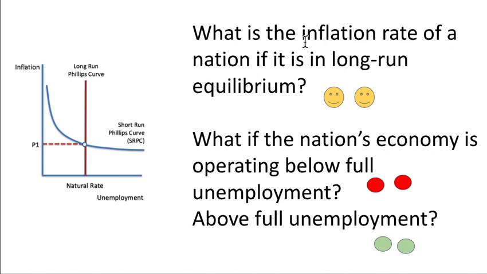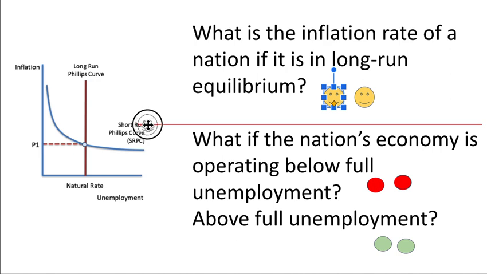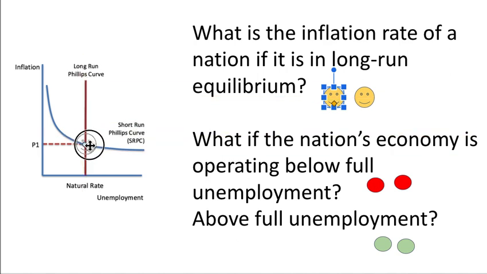If we are told that the inflation rate of a nation is coming from being in long run equilibrium, where would we see that inflation rate? Well, it would be where the short run Phillips curve and the long run Phillips curve intersect. So right, we're at that natural rate of unemployment and this specific inflation that comes from the equilibrium intersection point of the short run and the long run Phillips curve.